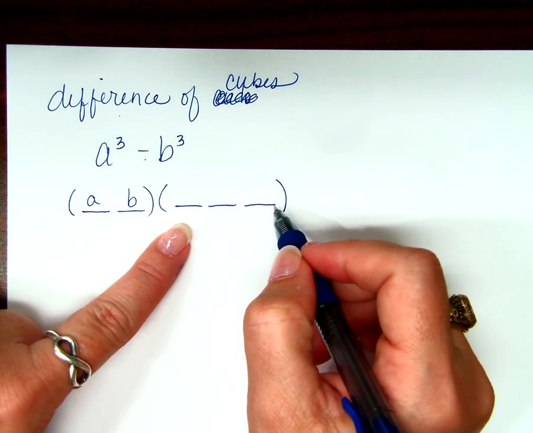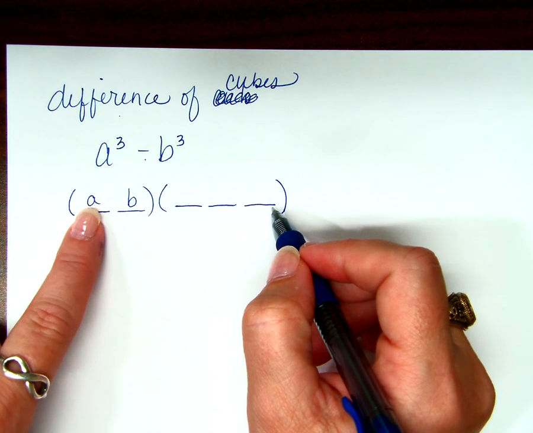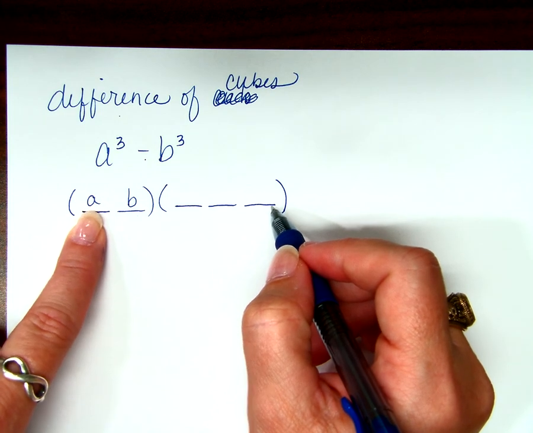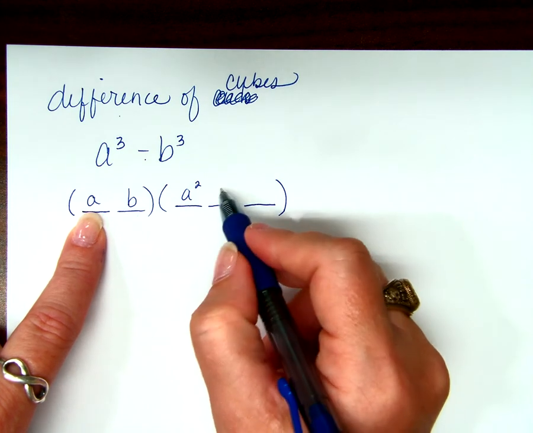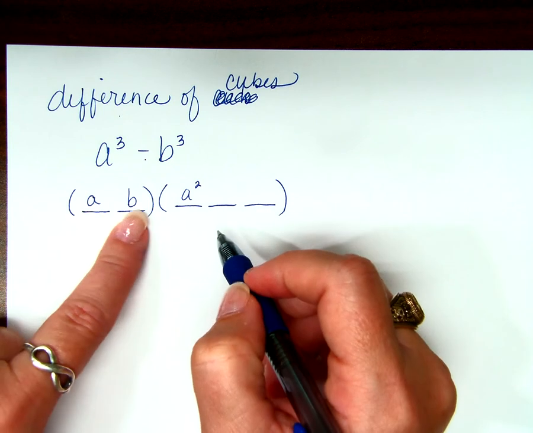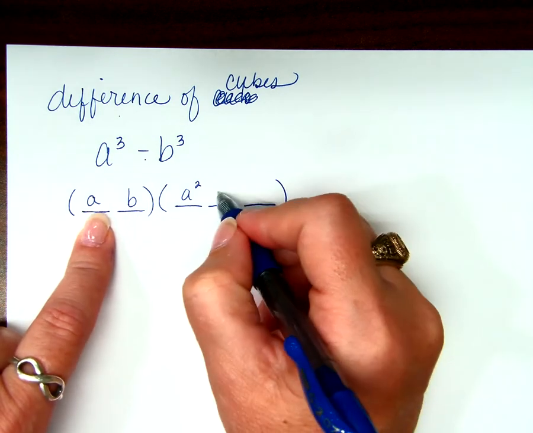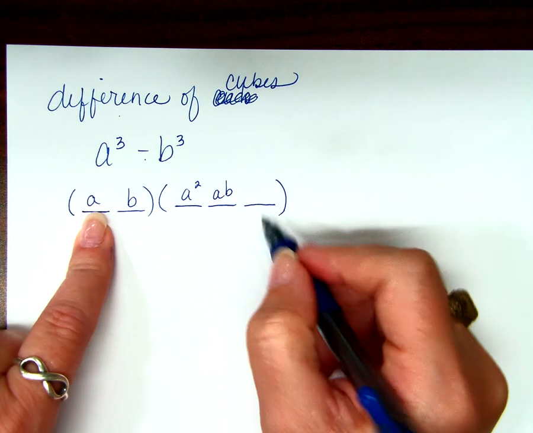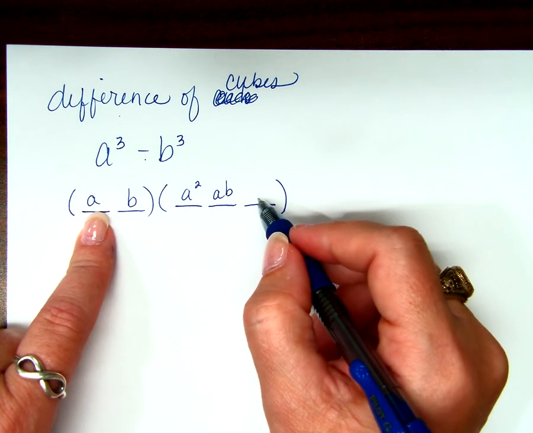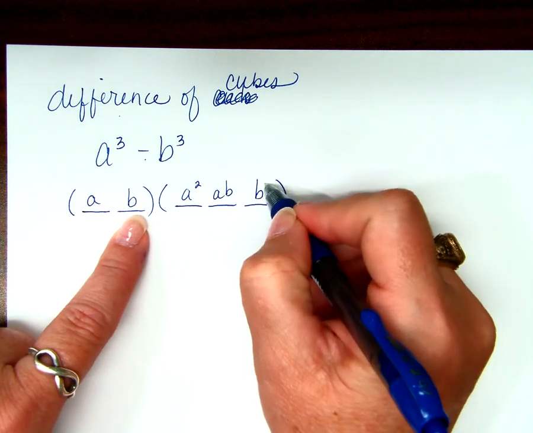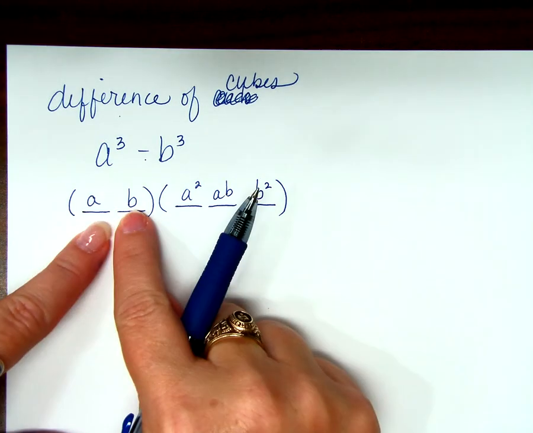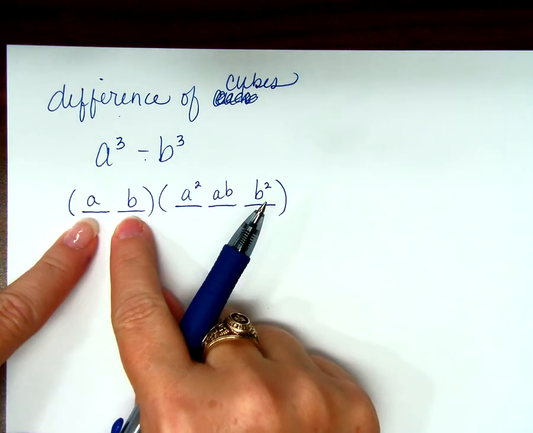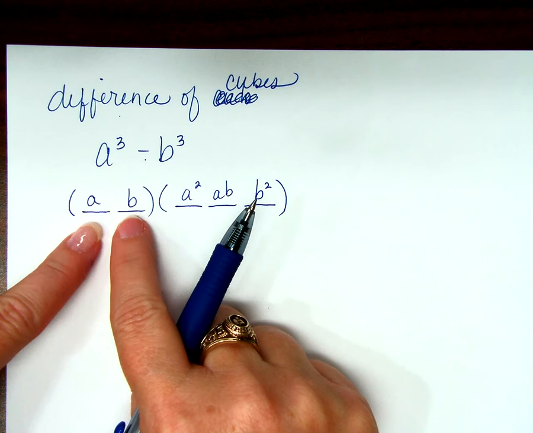Here's how you get the trinomial. Take the first term in the binomial and square it. A squared. To get the second term in the trinomial, multiply these two together. AB. To get the third term in the trinomial, square the second term of the binomial. b squared. That seems pretty easy, right? But if I would have put that up there, it would have looked confusing, right? Okay? Binomial and trinomial.